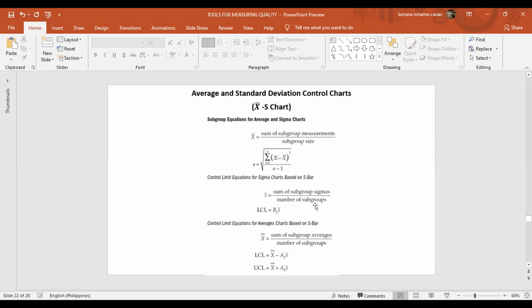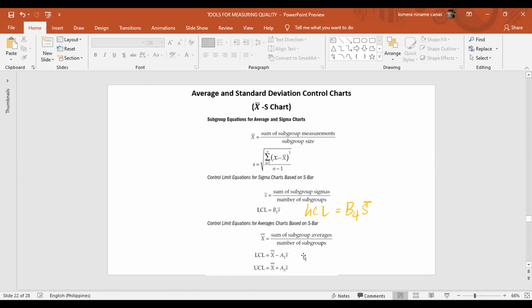Okay. For the upper control limit, the UCL, it is just B sub 4 times S bar. And when we are to use average control charts based on S bar, we are to compute for the grand mean, which is the sum of subgroup averages divided by the number of subgroups.